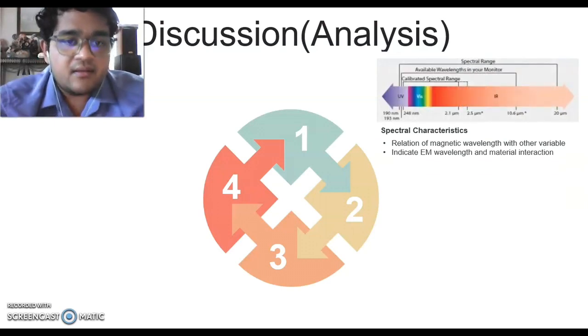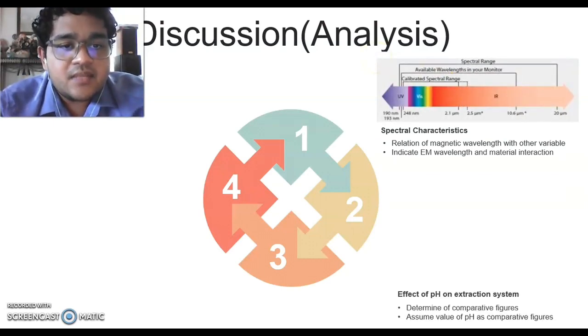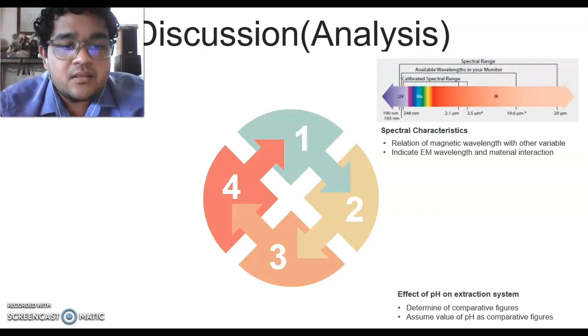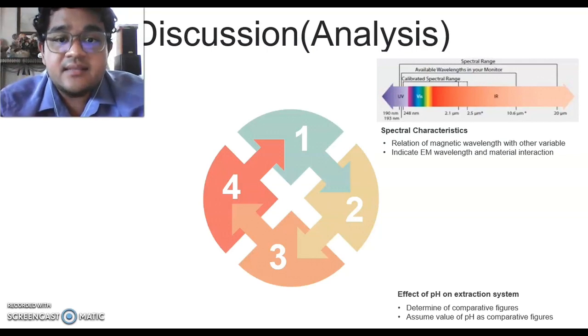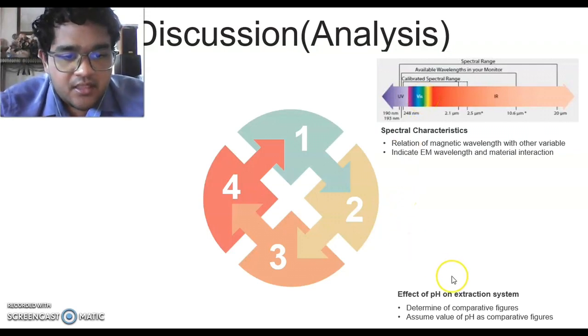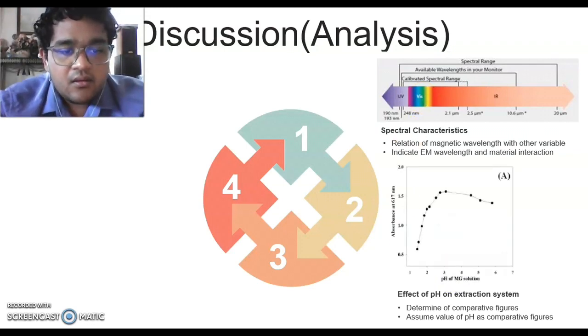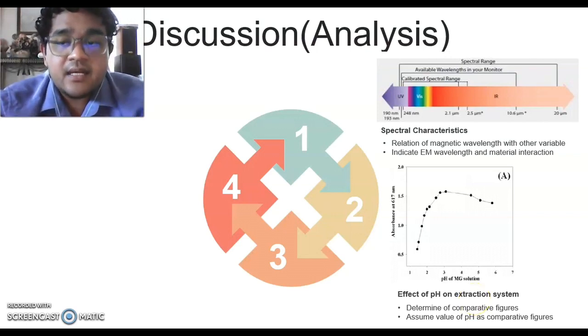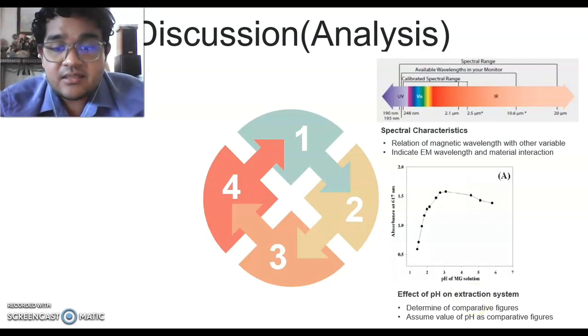So, the spectral characteristics. As an example, the absorption spectra of a yellow color PTPT extractant pyridine at its copper complex were recorded over the wavelength range of 300 to 1700 nanometers. And the next point is the effect of pH on the extraction system. The extraction system on this point is to extract the copper from the organic phase. The effect of pH can be determined by calculating the value of comparative figure and extraction efficiency distribution.